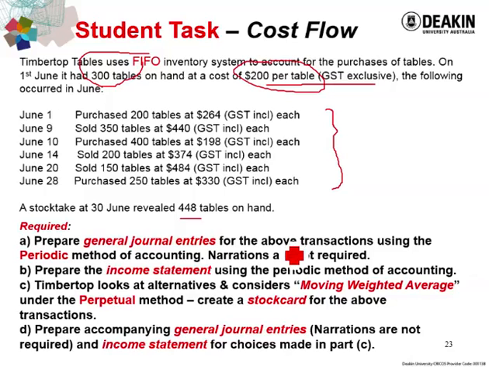So there are 4 parts to this question. The first 2 parts relate to FIFO. So part A and part B, we are required to do FIFO. And for part C and part D, we will use the moving weighted average cost flow assumption. So now let's look at part A. Part A requires us to record the entry using the periodic method, and the cost flow assumption is FIFO.